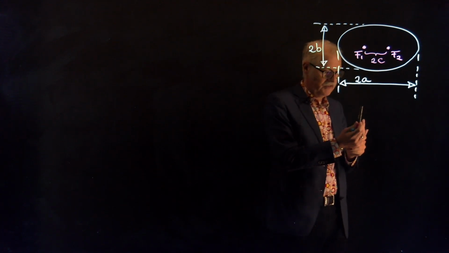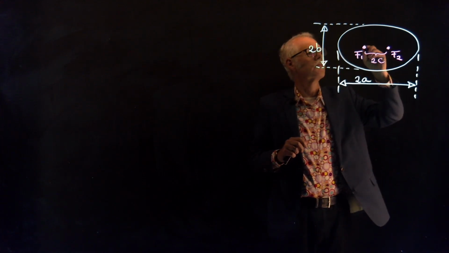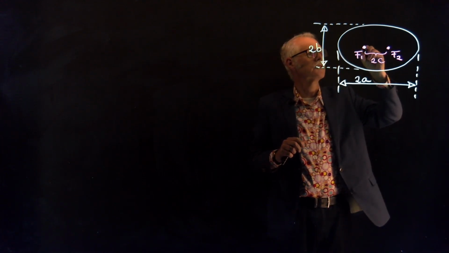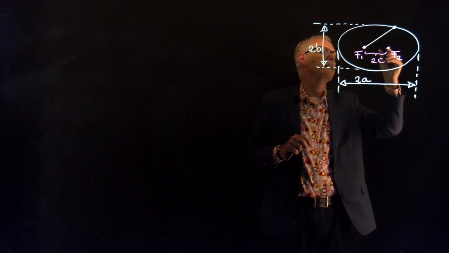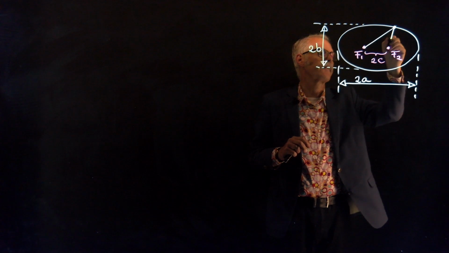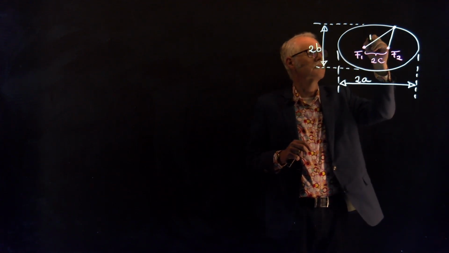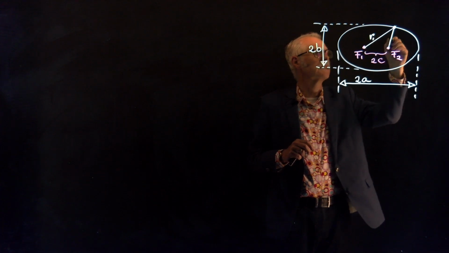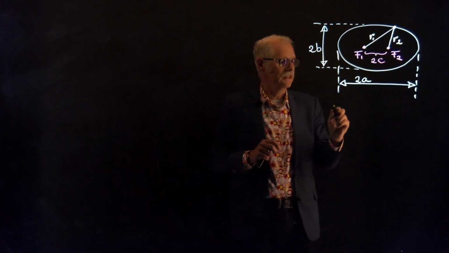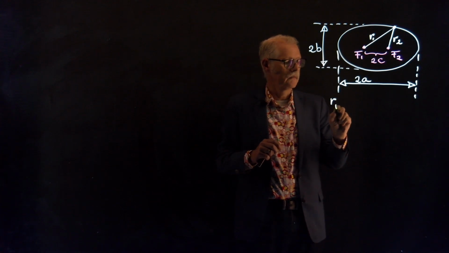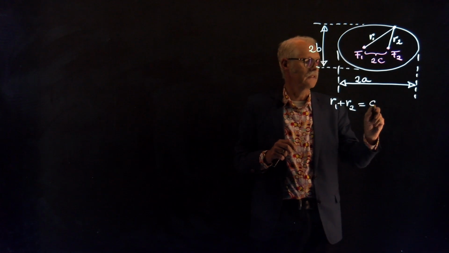The interesting property is that if you travel from the focus point to a point at the edge of the ellipse and travel back, the sum of those two distances is constant. So if this is r1 and this equals r2, then the basic idea of the ellipse is that r1 plus r2 is a constant.